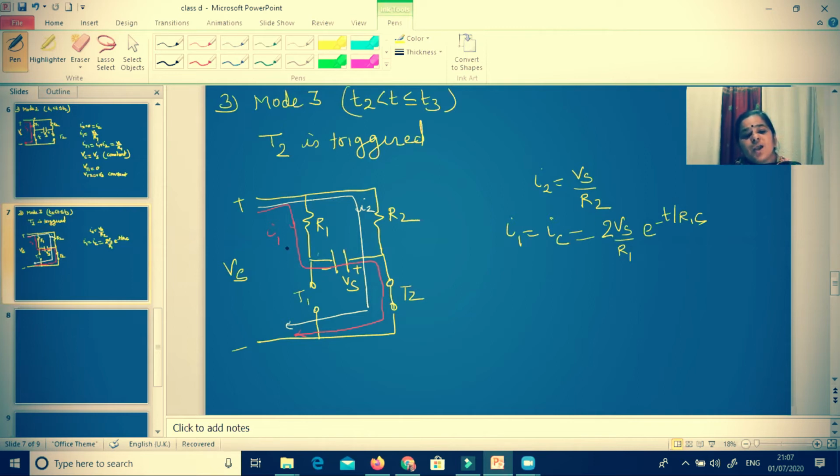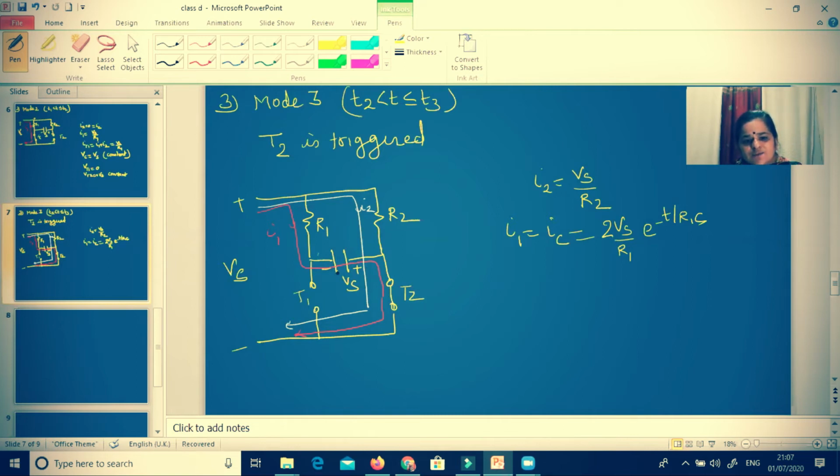So when we write its KVL equation, we write Vs is equal to R1 I1 plus 1 by C integration I1 dt minus Vs. When you solve it, you will get this expression of current.